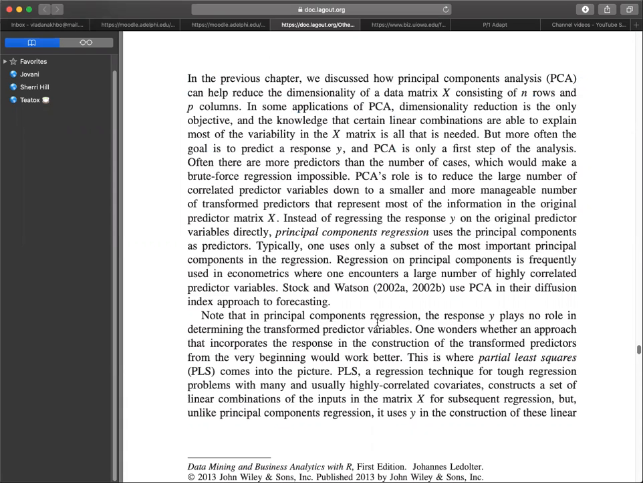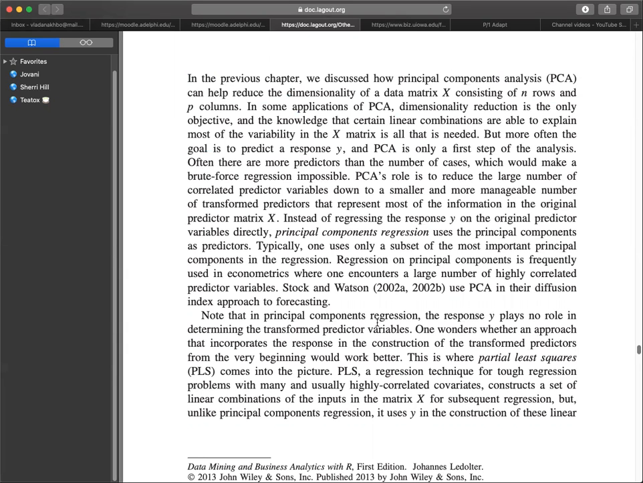But more often, the goal is to predict the response Y, and PCA is only a first step of the analysis. Often, there are more predictors than the number of cases, which would make a brute force regression impossible. PCA's role is to reduce the large number of correlated predictor variables down to a smaller and more manageable number of transformed predictors that represent most of the information in the original predictor matrix X.